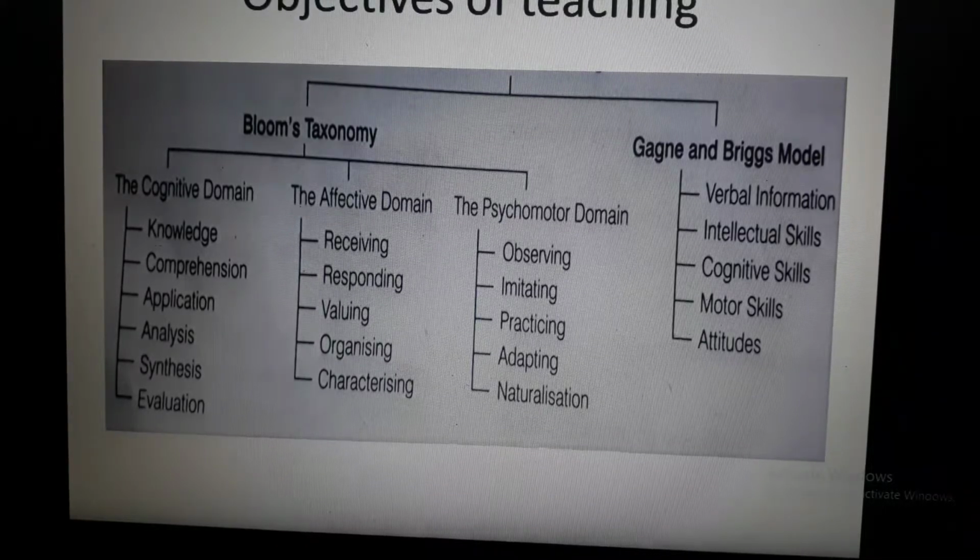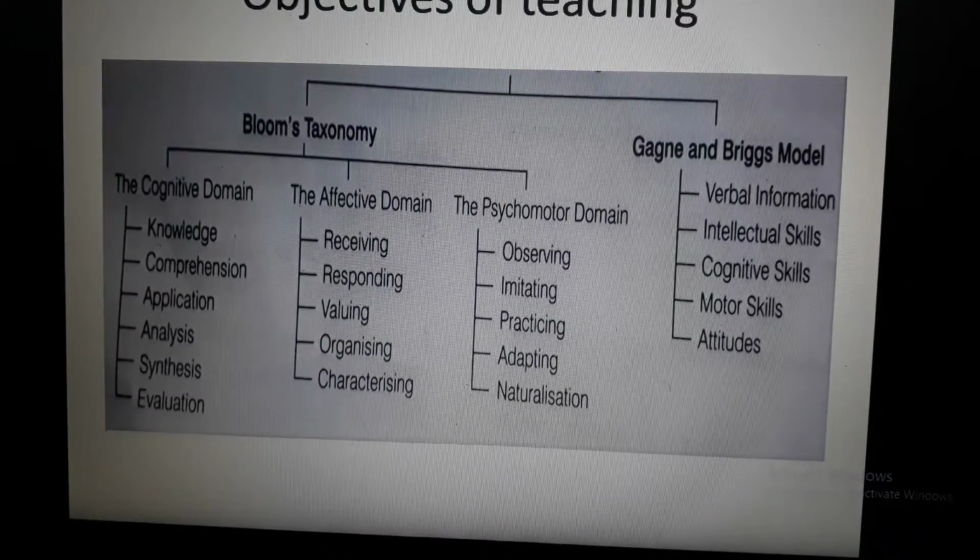And of course he will be able to make changes, minor adjustments, and after that naturalization will be done. Naturalization involves an individual's ability to adapt, modify, or even design new techniques, methods, or procedures according to the requirement of a situation. So this is the Bloom's taxonomy.